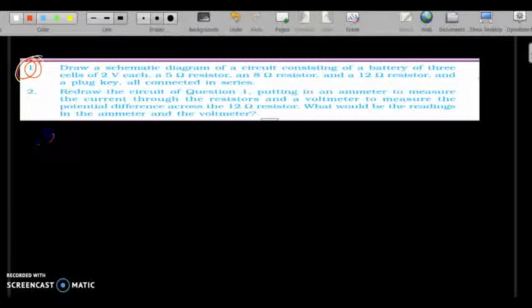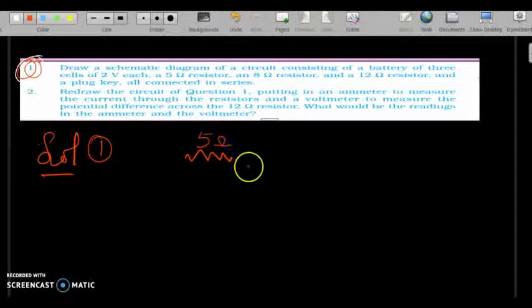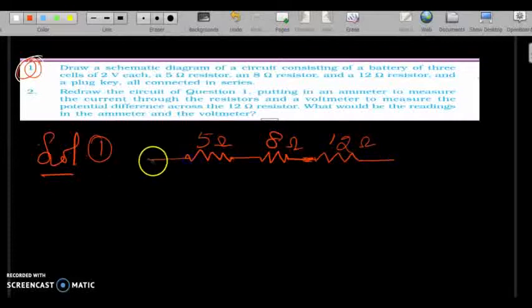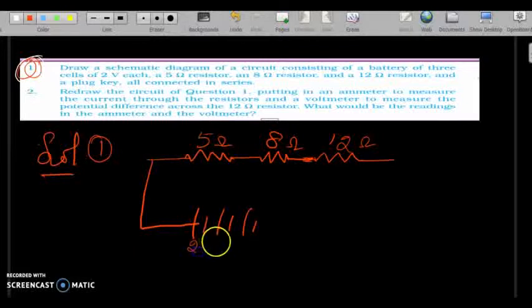So we write the solution for the first one. We'll draw 3 resistors. That's a 5 ohm resistor. Next we have an 8 ohm resistor, and then a 12 ohm resistor. All are connected to a battery consisting of 3 cells, each of 2 volt, so the total is 6 volt.